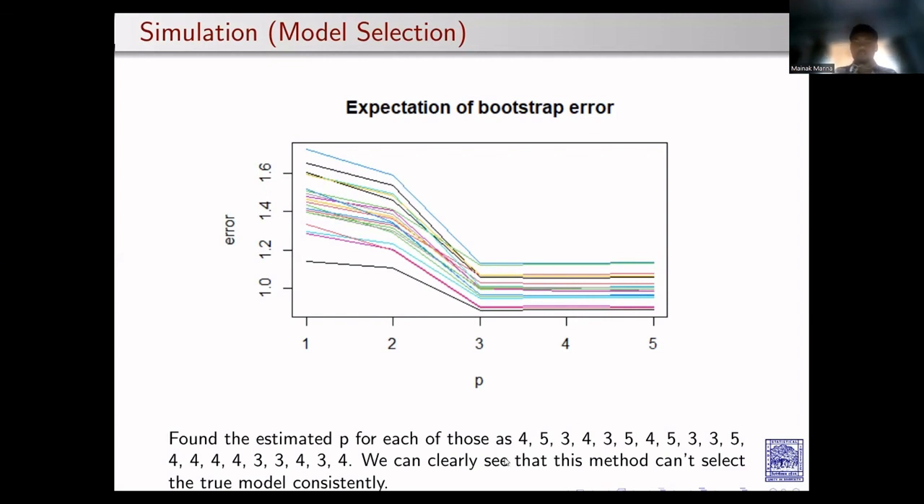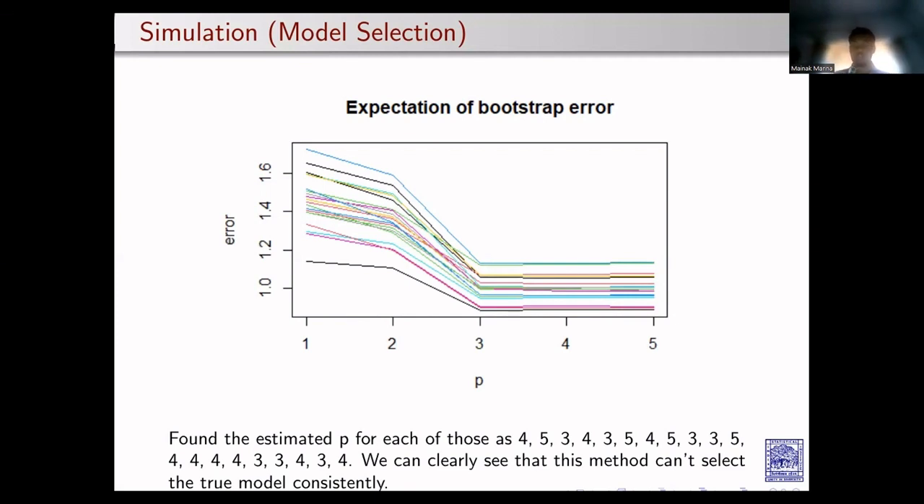Out of the 20 values, 9 of the times the minimum comes at p equal to 4, 4 of the times the minimum comes at p equal to 5, and 7 of the times the minimum comes at p equal to 3. So mostly we cannot find the true model correctly, because in the true model we had p equal to 3.